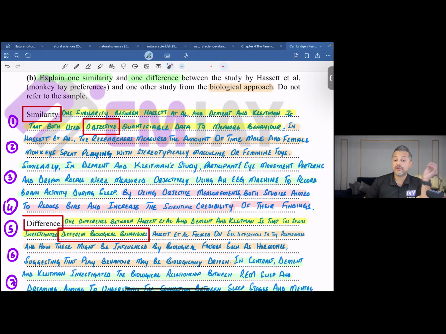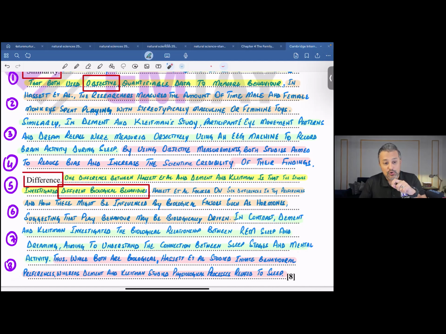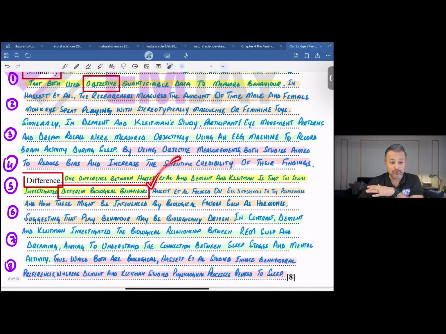Now, moving on towards the differences. One difference between Hassett et al. and Dement and Fleetman is that the studies investigated different biological behaviors. Now, this is again the point that I've tried identifying over here. I know that the biological behaviors both of these studies were trying to look at were different, and that I chose to be my point that I identified here. Now, the 6th mark.